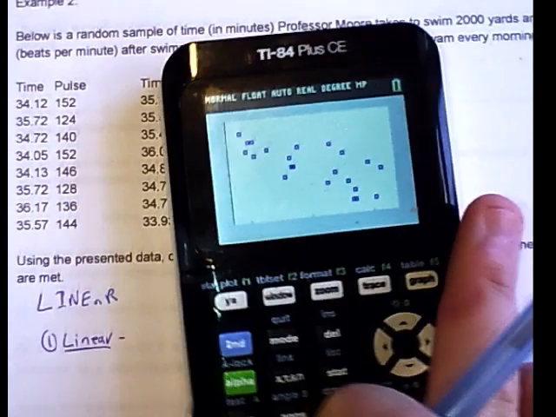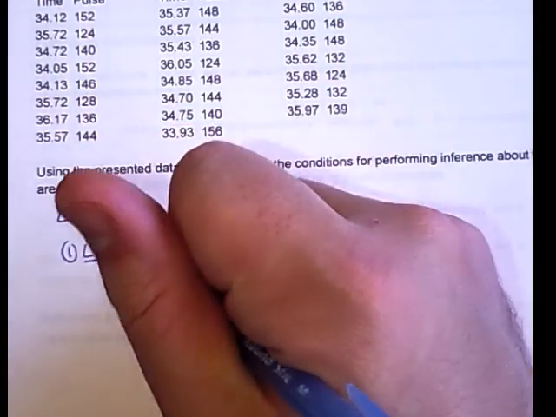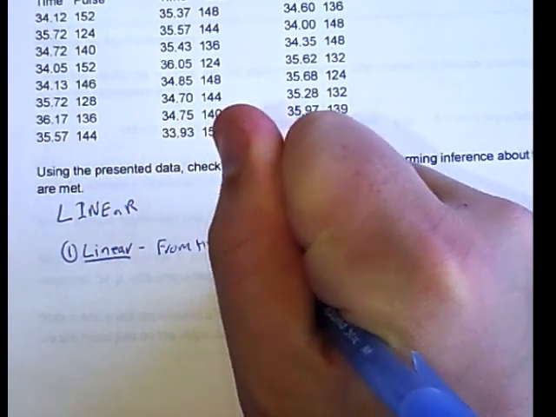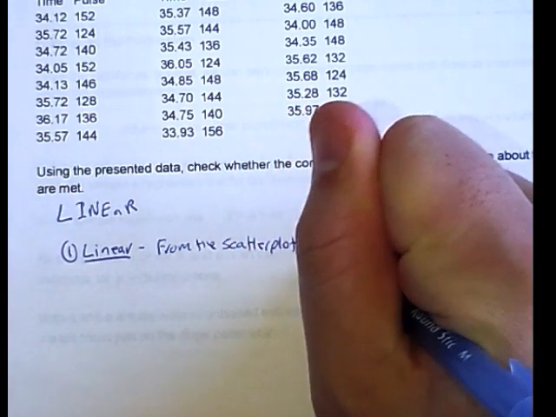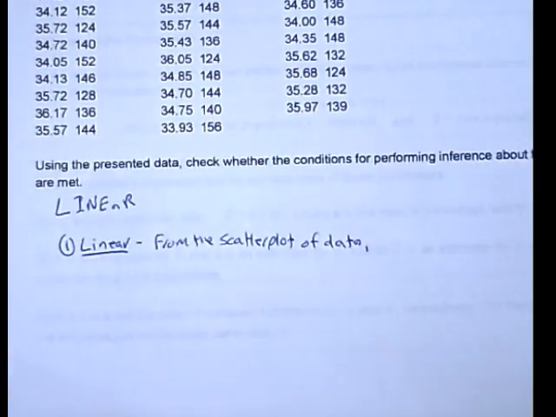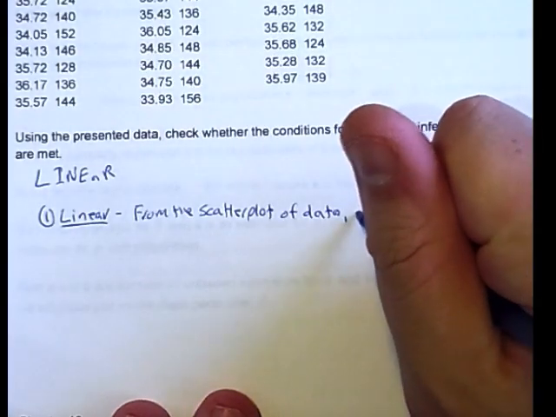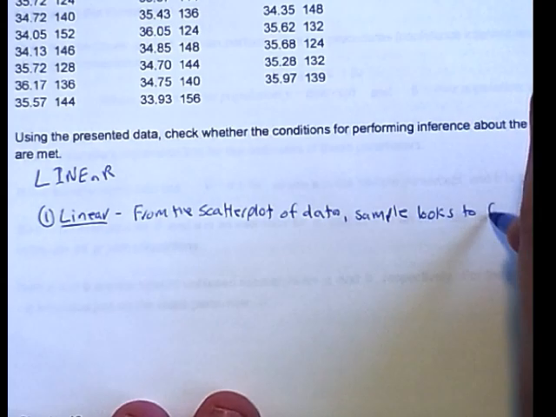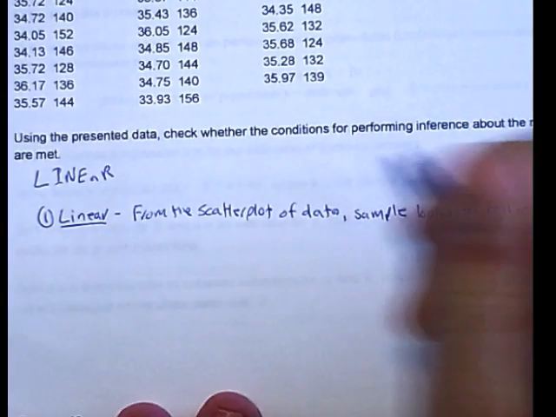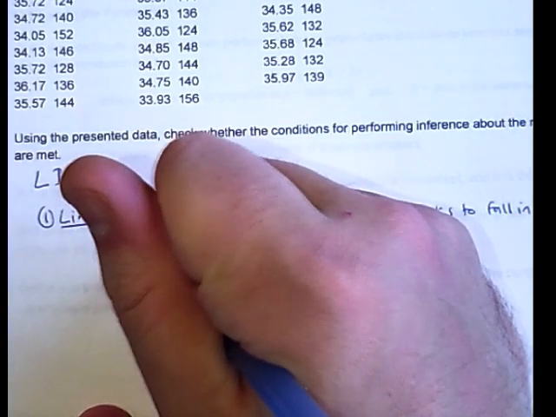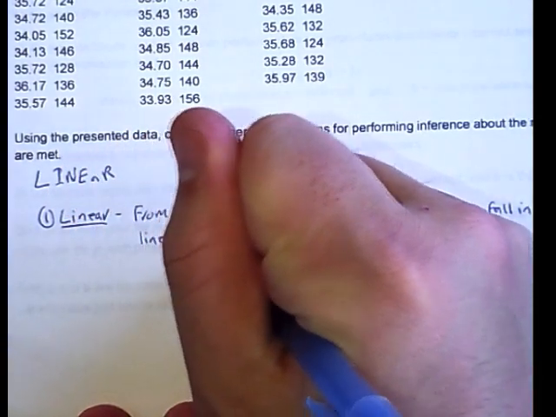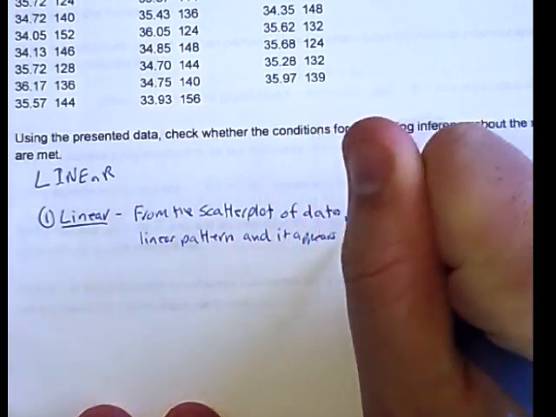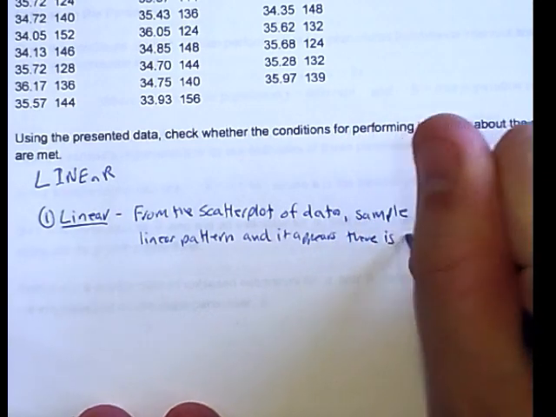So what I can do here when I'm checking conditions from the scatter plot of the data: the sample looks to fall in a linear pattern, and it appears there is a negative relationship.